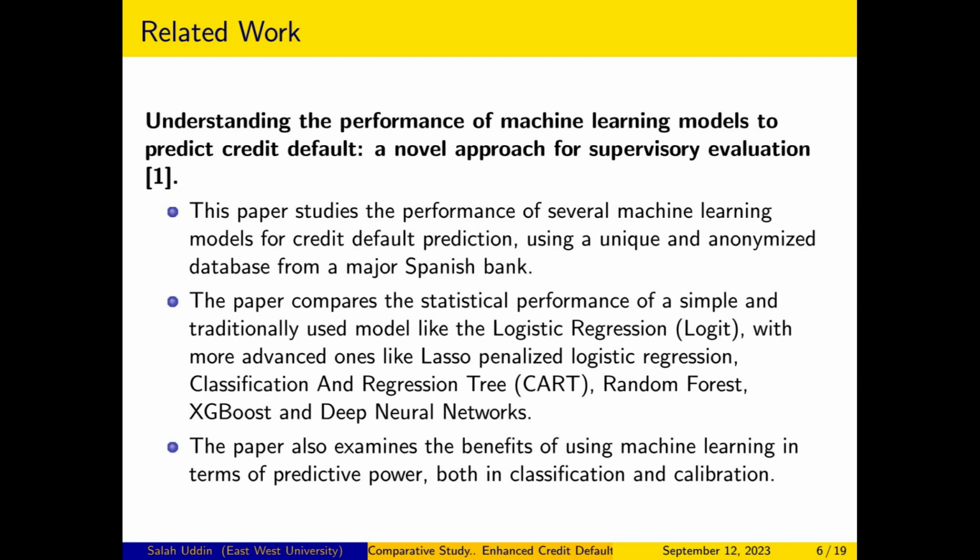This paper studies the performance of several machine learning models for credit default prediction, using a unique and anonymized database from a major Spanish bank. The paper compares the statistical performance of a simple and traditionally used model like the Logistic Regression, with more advanced ones like lasso, penalized logistic regression, classification and regression tree, random forest, XGBoost and deep neural networks. The paper also examines the benefits of using machine learning in terms of predictive power, both in classification and calibration.